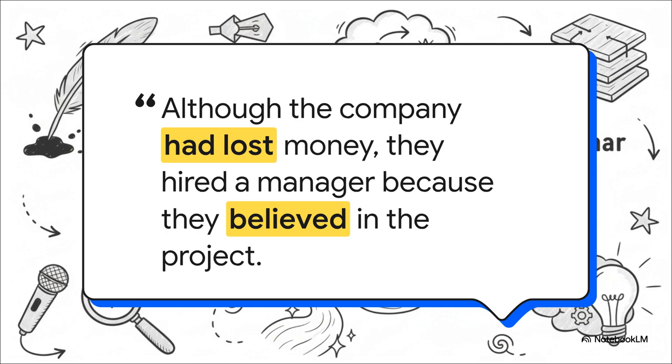And look at how beautifully this all comes together. Let's break this master sentence down. Although the company had lost money, there's our twist. Had lost money. That's our past perfect, the background action. They hired a new manager. That's our past simple, the main event. And why? Because they believed in the new project. There's our clause of reason, the motive. See how all the pieces just lock into place?